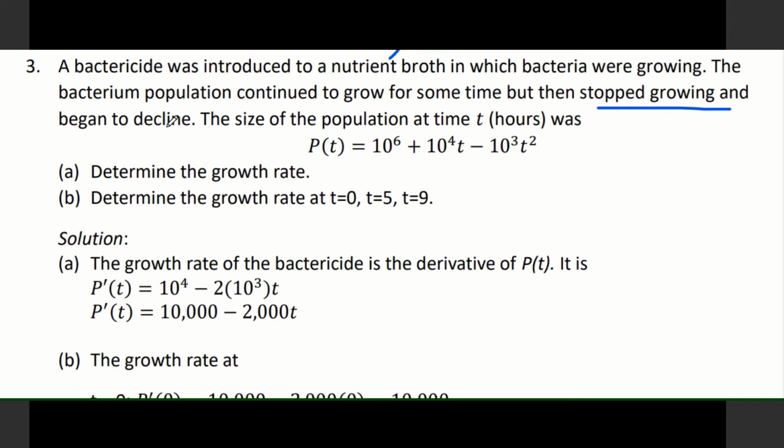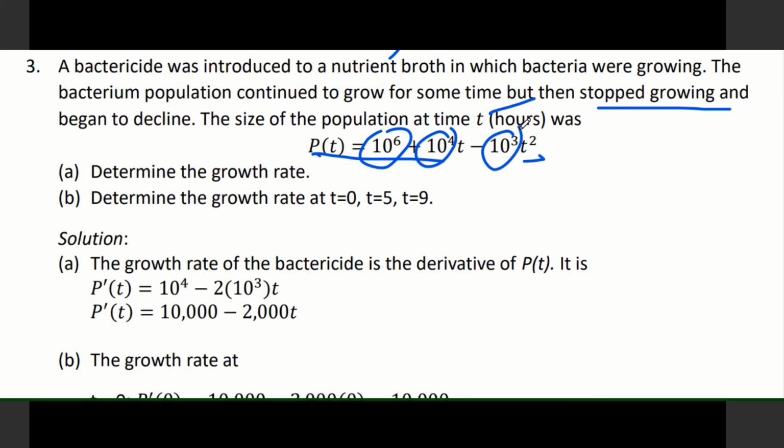So let's see. The size of the population at time t hours was given in this function. That's 10 raised to 6. Take note, this 10 raised to 6, 10 raised to 4, 10 cubed, is in exponential form or scientific notation because the numbers are large, but that is also accepted. Now, determine the growth rate.